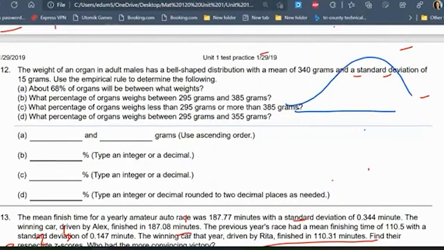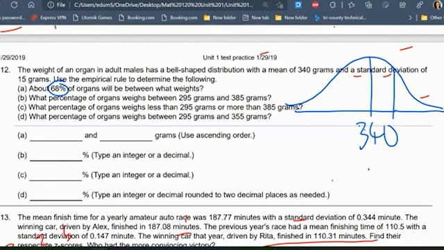Bell-shaped distribution with a mean of 340 and standard deviation of 15. Use the empirical rule to determine the following. About 68% of organs will be between. You know, when you're told 68%, you already know it's plus or minus 1 standard deviation.